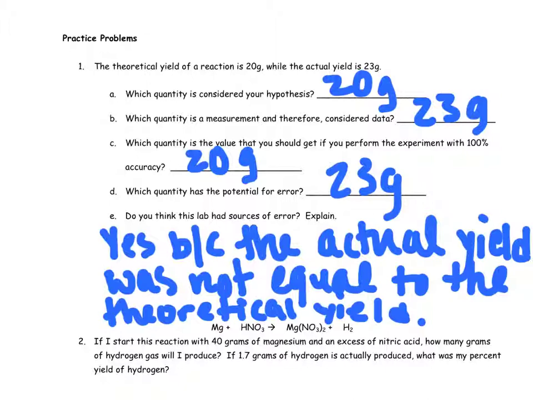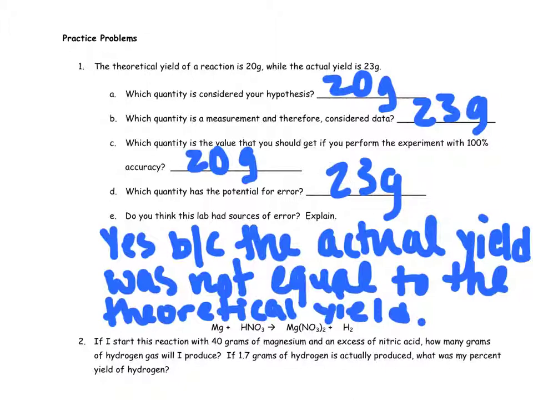Okay, but I didn't, so part D asks which one has error. Is it this one or is it this one? And it's always the actual yield. Always the actual yield. Okay, error happens within the lab, and remember that you do your hypothesis before the lab even starts. So that can't be wrong. That's based on math. Never tell me that that has error in it. And then finally it asked, do you think this lab had sources of errors? And my answer is yes, because the actual yield was not equal to the theoretical yield.